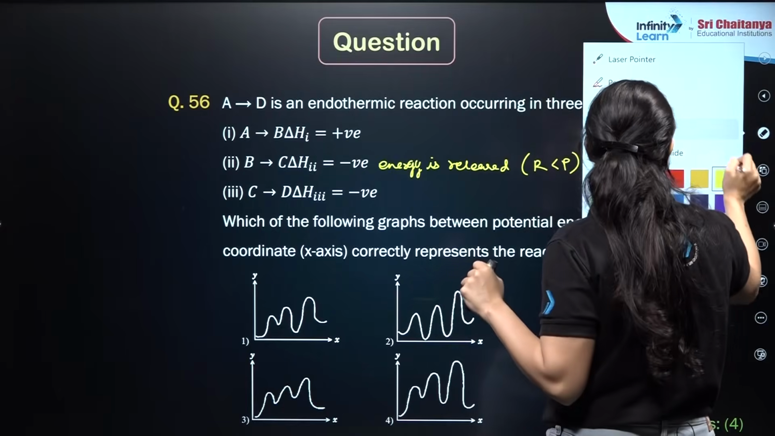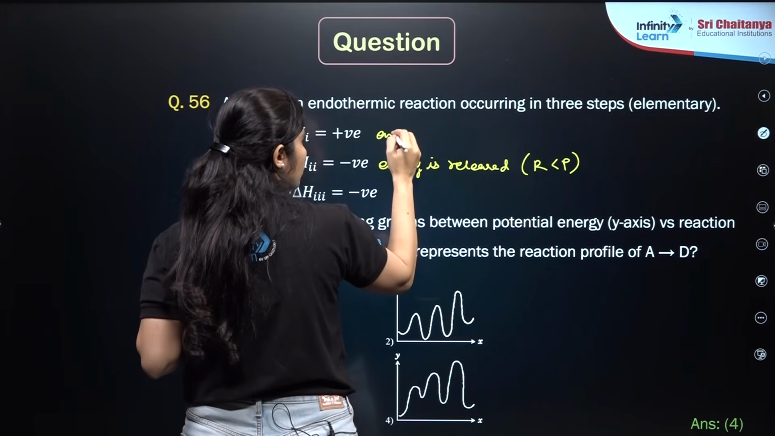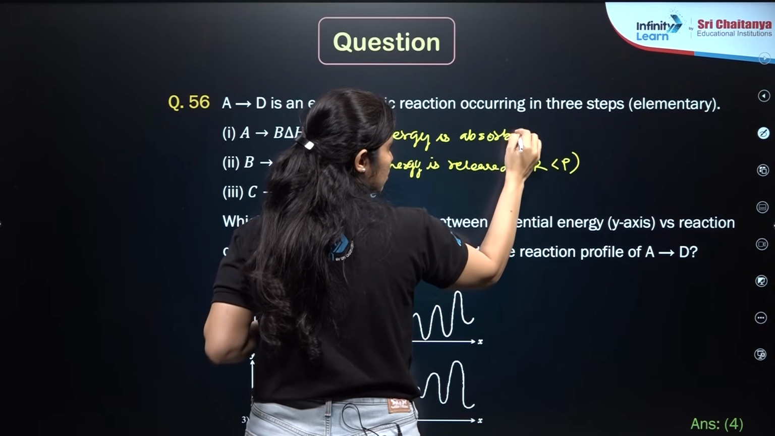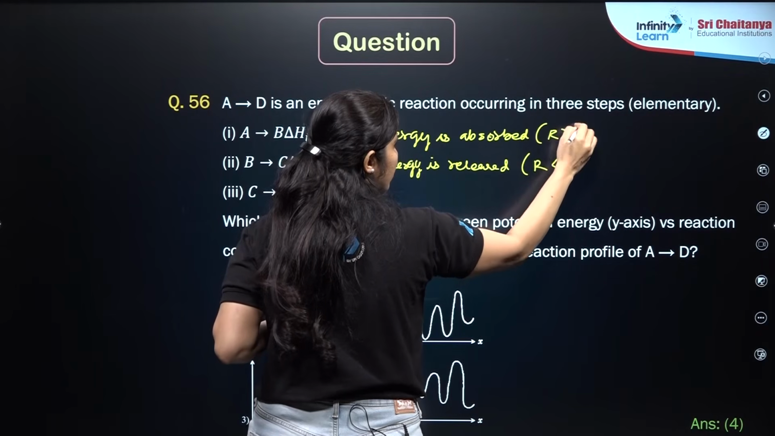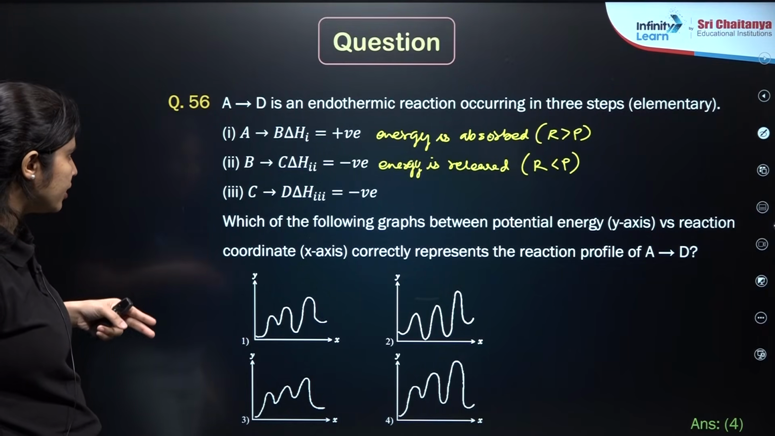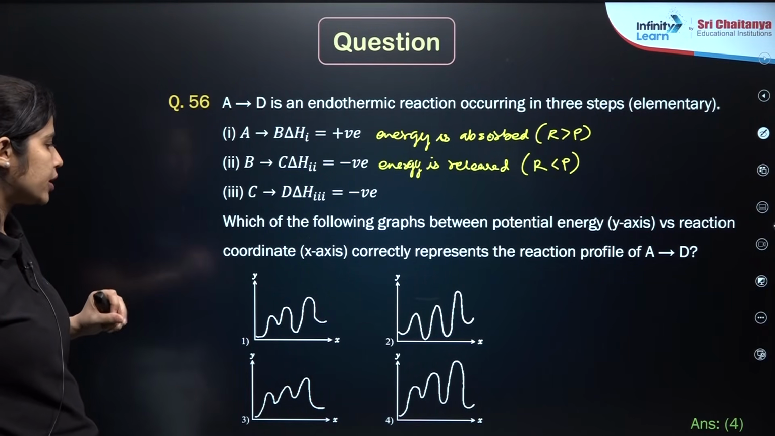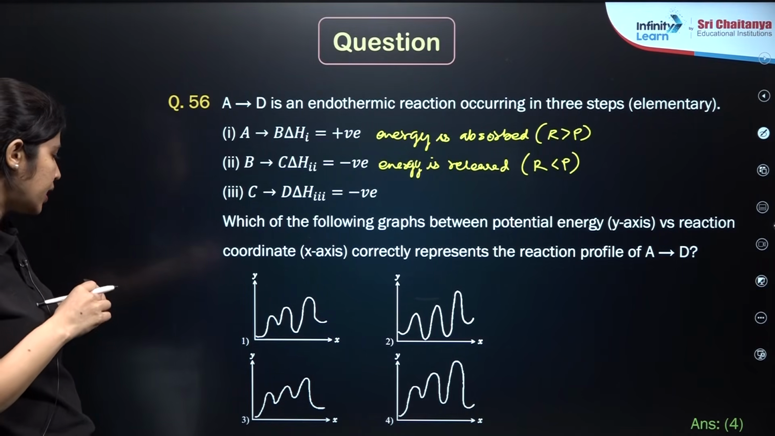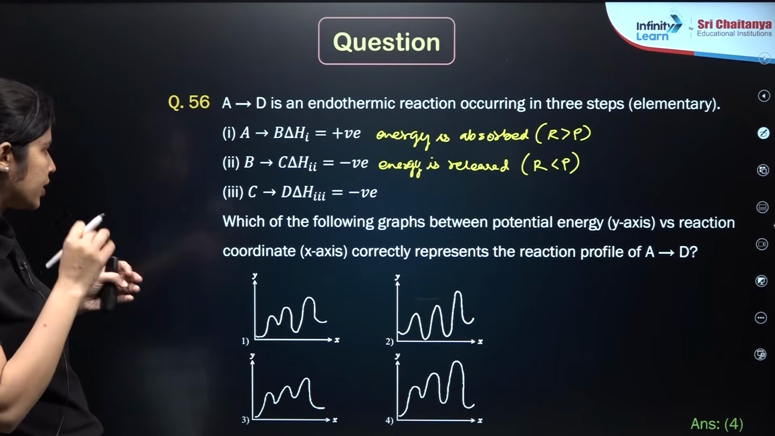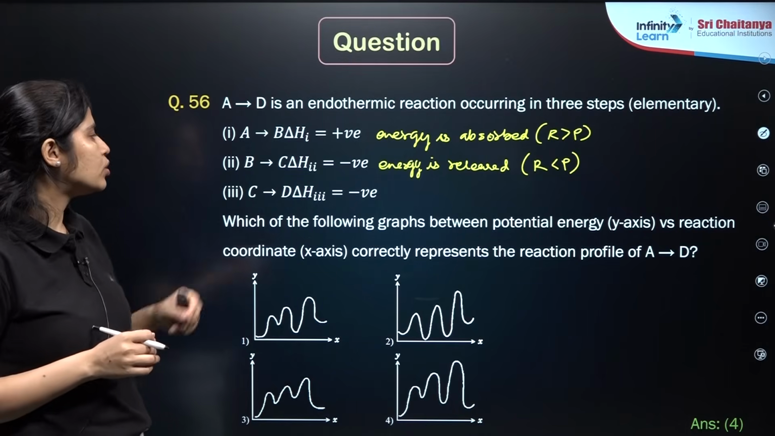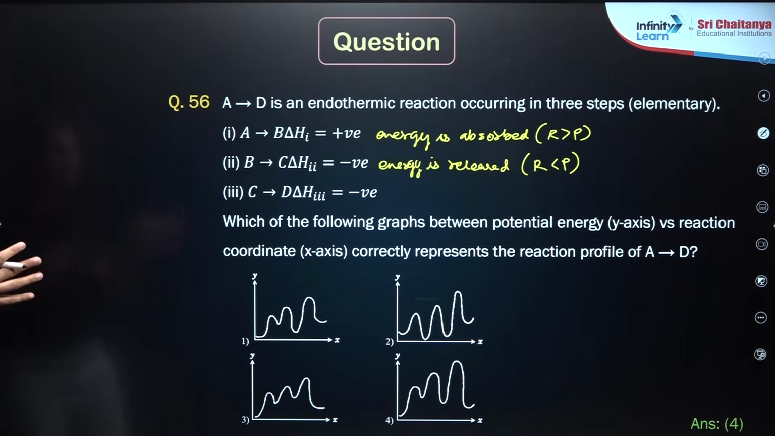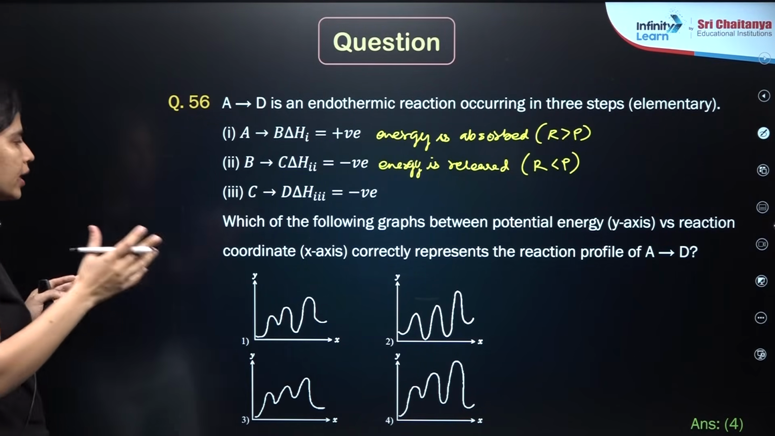If it is positive, that means energy is absorbed. That means the reactant must have a greater energy than the product. If the reactant has a greater energy than the product, and this is also negative, that means finally the product should be in higher energy and the reactant should be lower. Between C and D also it is negative, that means reactant is less and the product is more. And overall A to D, it is going to be negative only, right?